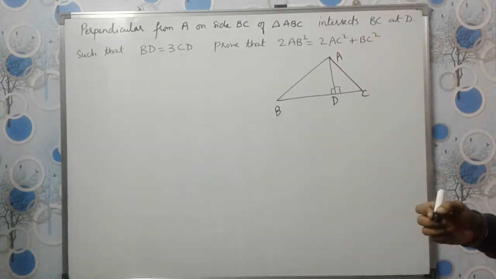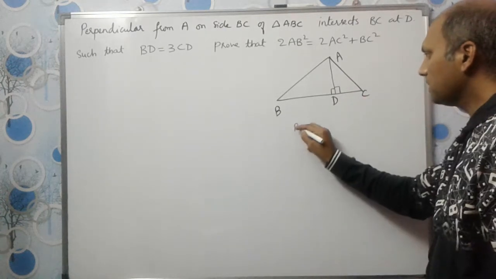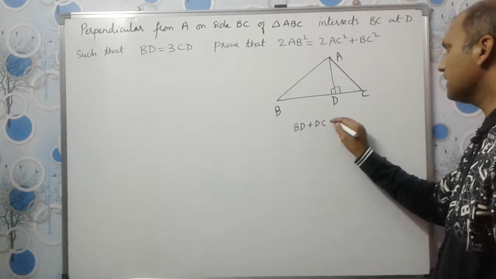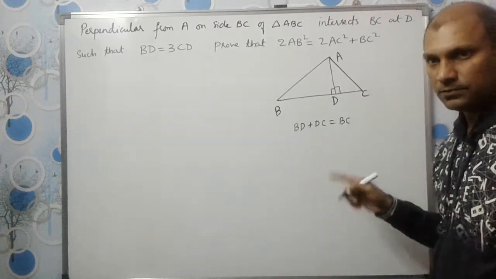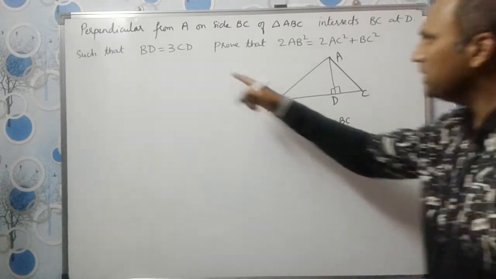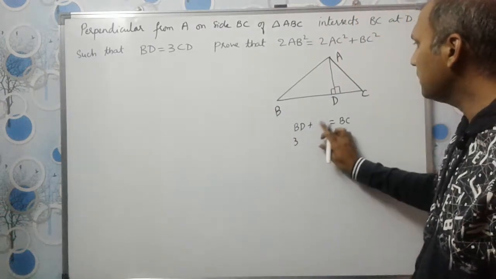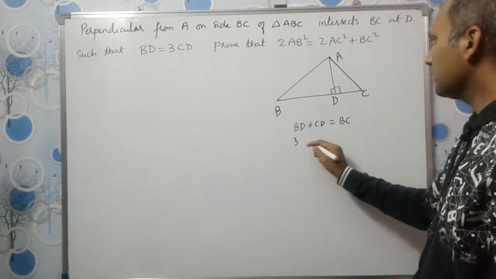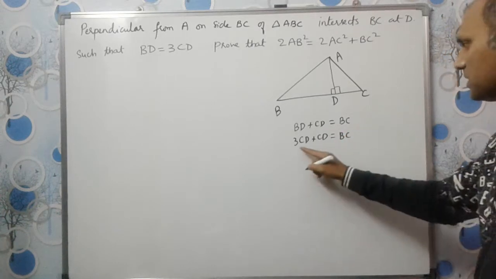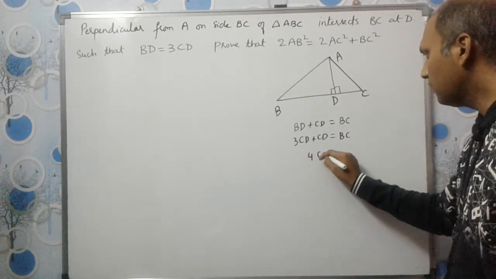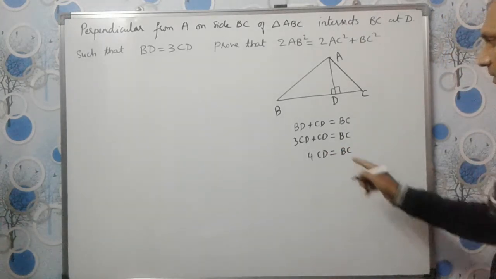Now see here, what is this complete BC? Can we write that as BD plus DC is equal to BC? Addition of this and this will give us BC. Now what is BD given? BD is 3 times CD. Let me write CD here. 3 times CD plus CD is equal to BC. So how much is this now? 3 plus 1 is 4. 4 times CD will be equal to BC. I hope this is clear.